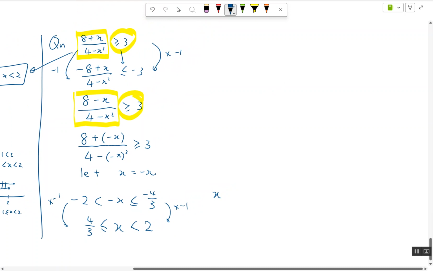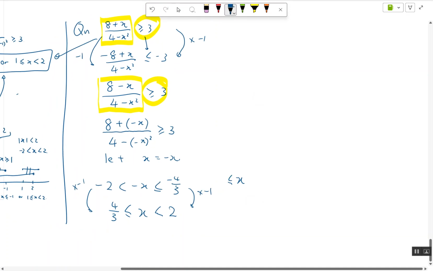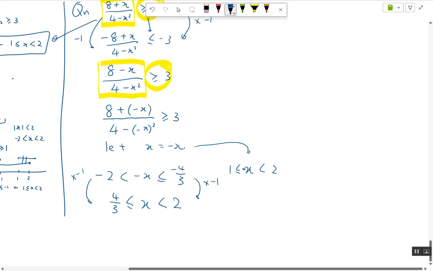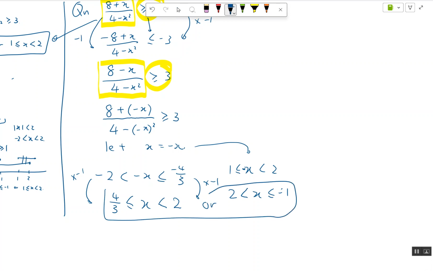Next part, there is x in between 1 lesser than 2. Same thing, let x equals to negative x into my question. I'm going to get this. I multiply by negative 1. The final answer is going to be this, negative 1, okay, 2. Okay, and this is my final answer if I let x equals to negative x.